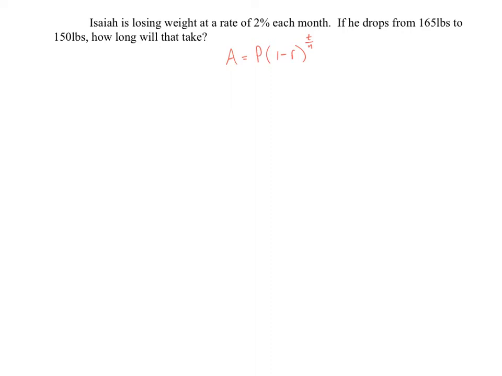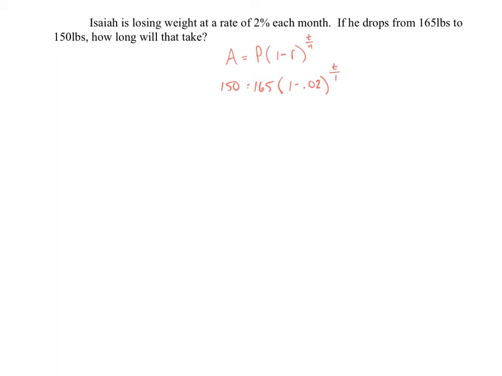Well, he starts off at 165 pounds. He ends up at 150. We're just wondering how long that's going to take. So our principal amount has to be 165. Our total amount has to be 150. That makes sense because it's exponential decay. Our rate is 2%, so 0.02, to the t over n, and he loses 2% each month. So it's one time each month that we're going to calculate that 2%. So n is just 1 for us in this scenario.